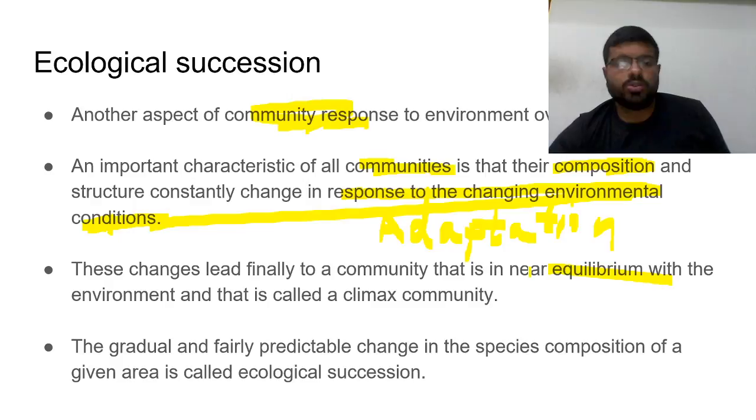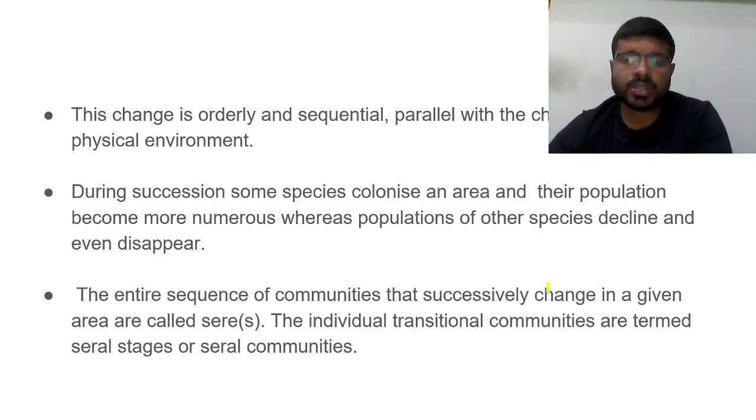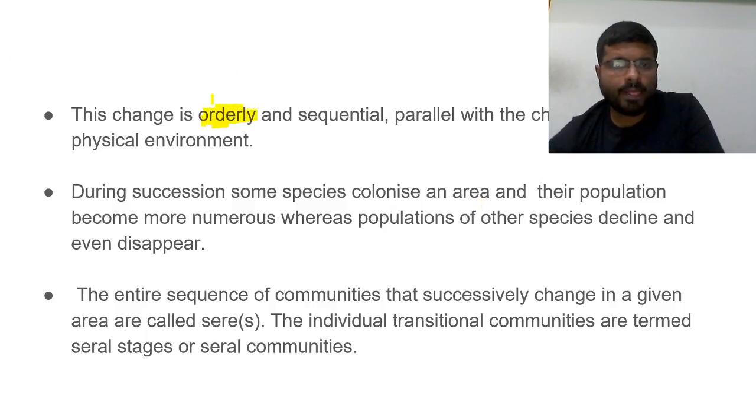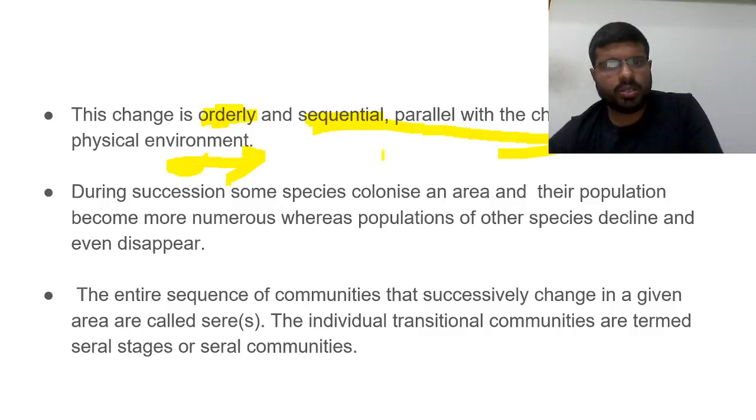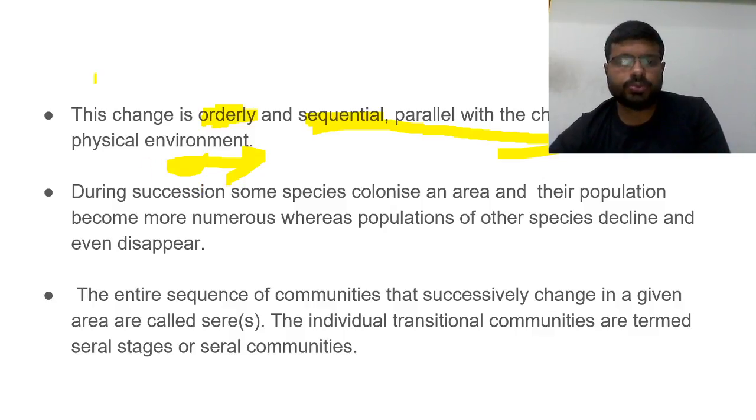So these changes lead finally to a community that is near equilibrium with the environment. The needs of the species and what the environment can provide are both matching. That species is called the climax community. As I told you, this change is orderly and sequential, happening parallelly with the changes in the physical environment. As the environment changes, this is also happening. So, for example, you take Europe. Take the entire Europe as a whole.